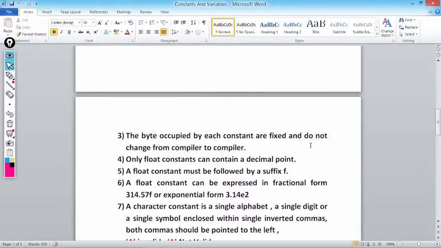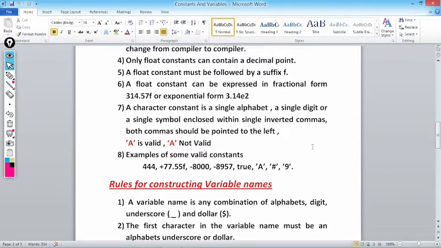Getting my point? Next, a float constant can be expressed in a fractional form, that is 3.14, 57f, or exponential form, 3.14 into 10 to the power 2. Here e equals 10 to the power 2. A character constant, there is only a single rule.